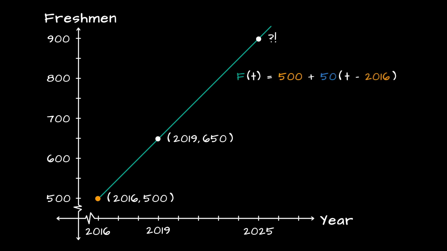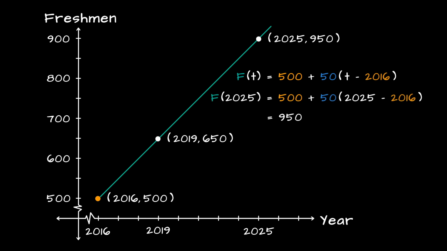To write down that linear function, let's call it f of t, it's helpful to use the point-slope form of a line. Indeed, we've already worked out what the slope of the line is, right? That's 50 freshmen per year. And we have a pair of points that lie on the line, so we can simply choose one of them, like the point 2016, 500, and substitute it into the point-slope form of a line.